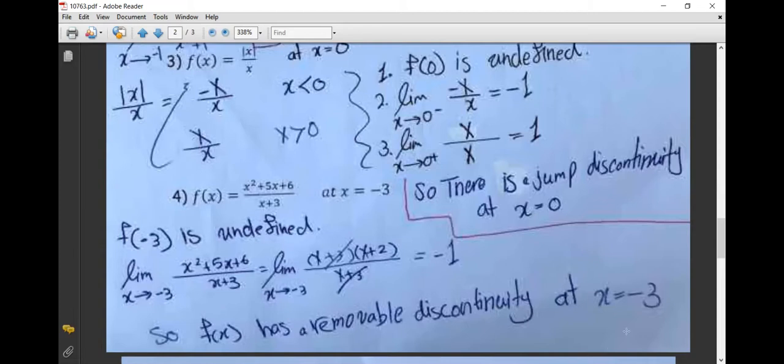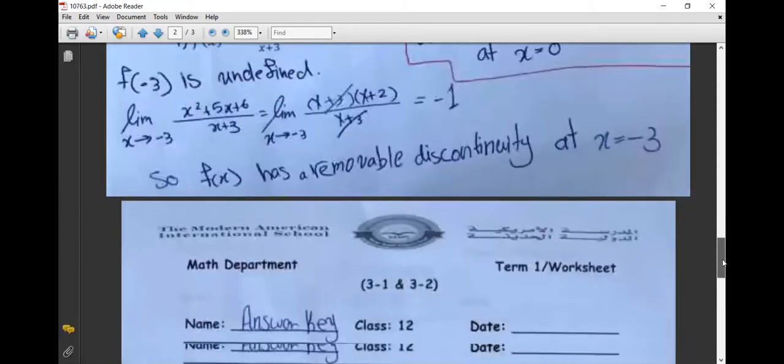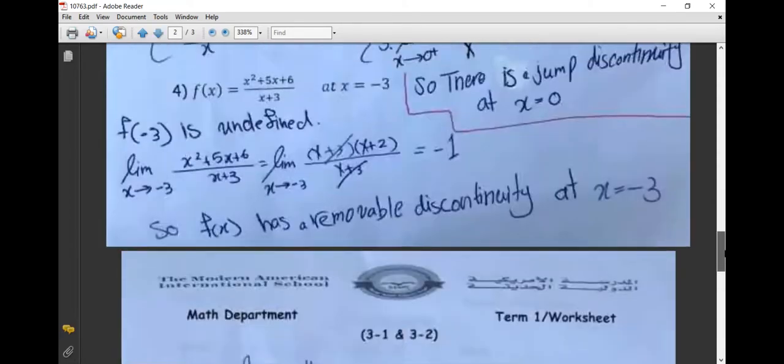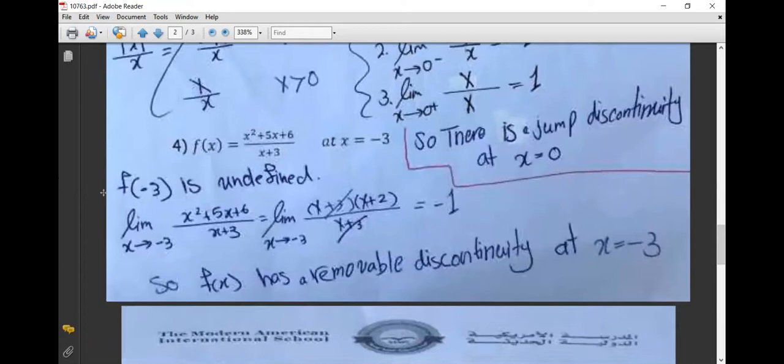Now the next one. This is defined at 3, so at 3 we will check. First of all, check f of minus 3, and f of plus 3 we will check. If we check f of minus 3, then the problem will be solved. They are saying to check on f of minus 3. What will it be? Undefined.